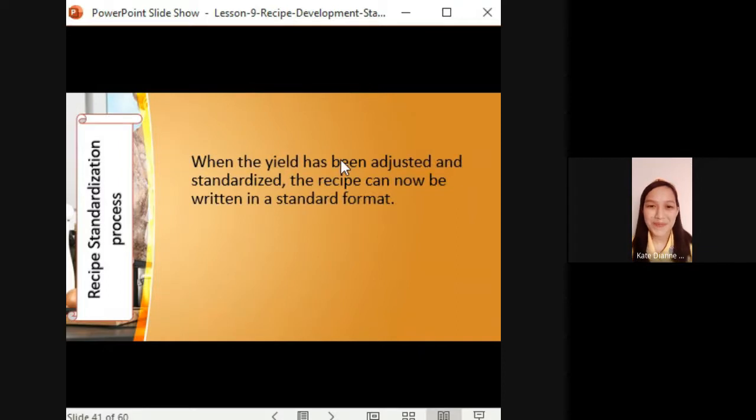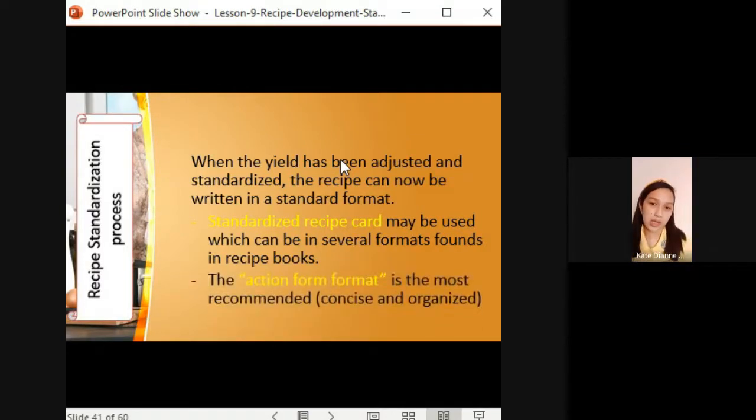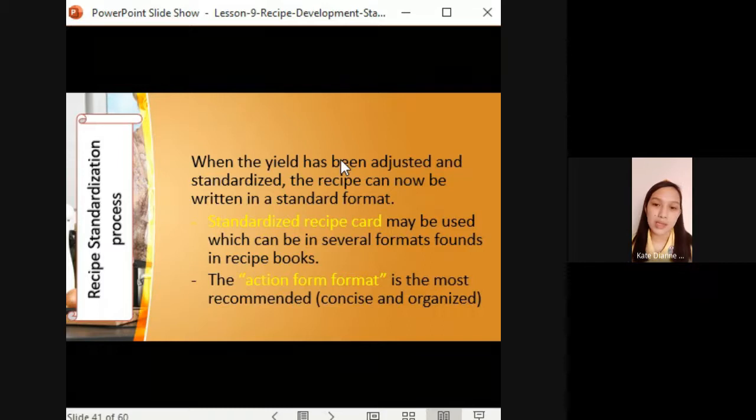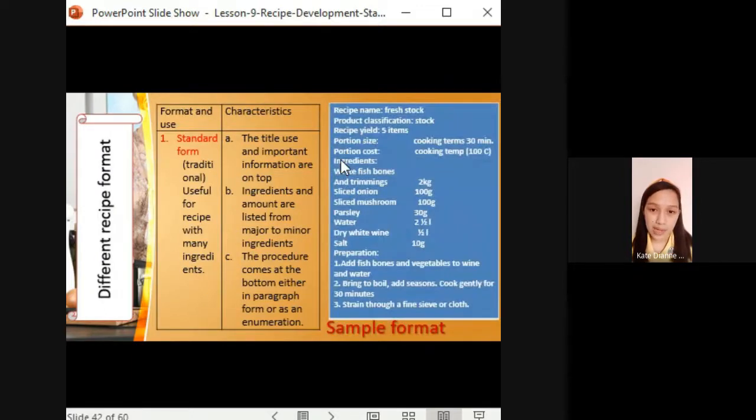Okay, hindi pa pala. When the yield has been adjusted and standardized, the recipe can now be written in a standard format. So, dito na pala tayo sa ating mga formats. So, the first is the standardized recipe card. So, this may be used which can be in several formats. So, ito na yung mga formats natin. Standardized action form format. So, this is the most recommended, concise, and organized, yung ating action form format. Okay. So, ito yung sample ng ating standard form.